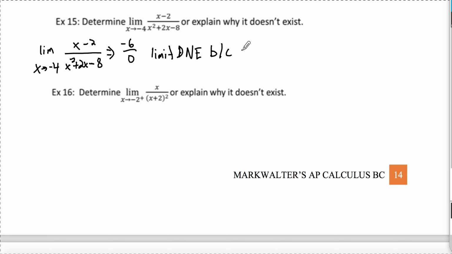because the limit as x approaches -4 of x minus 2 over x squared plus 2x minus 8 is unbounded.